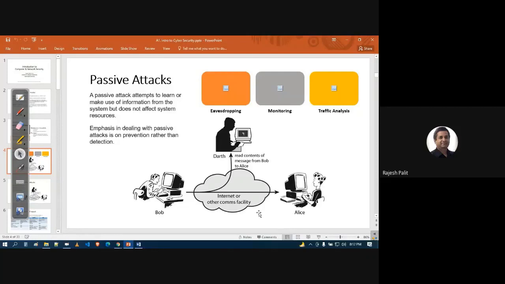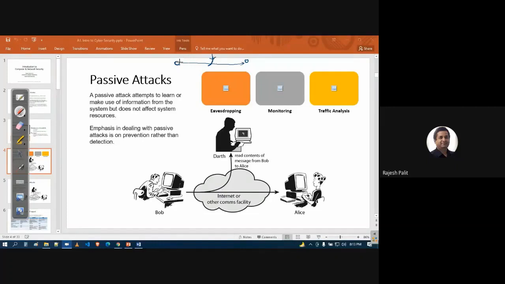Now there are two types of attacks: the passive attack and the active attack. So what is a passive attack? A passive attack attempts to learn or make use of information from the system but does not affect the system resources. For example, you are sending a message from one point to another, but a third party, the attacker, has got a copy of that message. It did not collect the message or pick up the letter, it just obtains a copy of the message or the data.